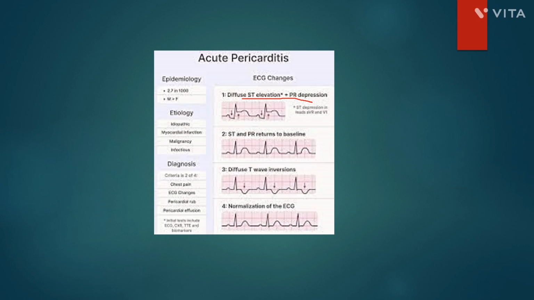First, what you see is your diffuse ST elevation and PR depression. The scenario may explain that there is chest pain, which is relieving with sitting forward, aggravating when they're lying down, there is pericardial rub. There may be a history of viral infection as well. So the first thing is diffuse ST elevation, PR depression. Then the ST and PR returns to baseline. Then there is diffuse T-wave inversion. And finally, the normalization of ECG in stage 4 pericarditis.